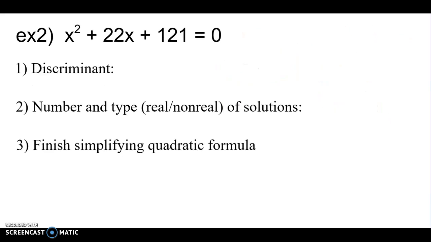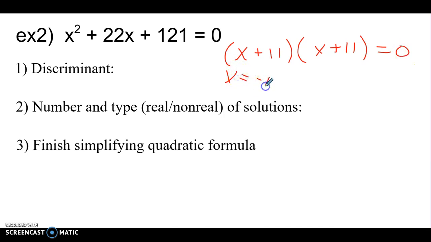I'm actually going to start this one off by telling you that it factors. Again, what factors of 121 add up to 22? Yeah, 121 is a perfect square. The square root of 121 is 11. So 11 times 11 is 121, and 11 plus 11 adds up to 22. So if I set these equal to 0, what am I going to get? Negative 11 and negative 11.